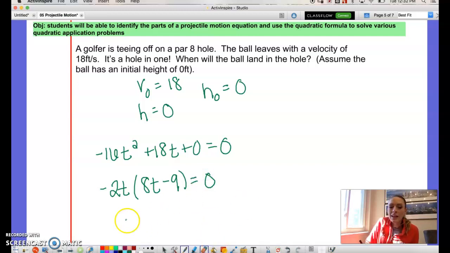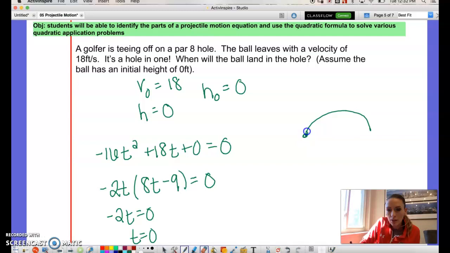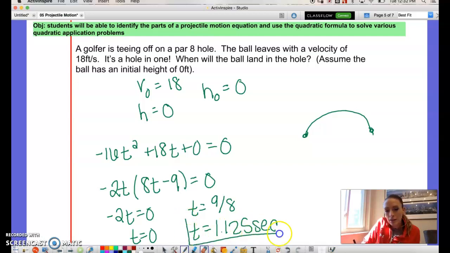equals 0. Now it's really easy for me to do the zero product property and figure out that t is 0 when it left the ground, right? That's our parabola. It was 0 when it left when we were golfing, and then it landed over here. And where did it land? Well, it landed when t was equal to 9/8, which is approximately 1.125 seconds. That's how long it took for the ball to land in the hole in one.